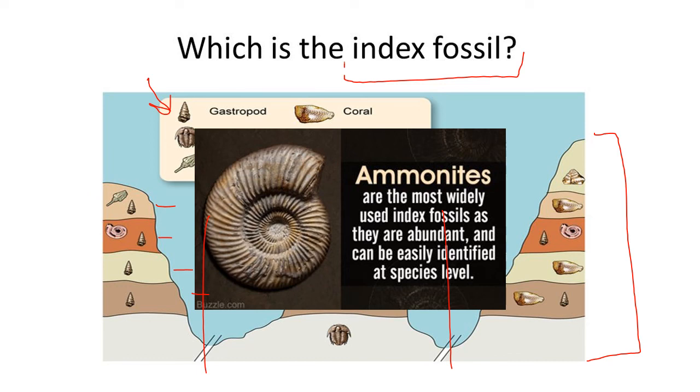Our ammonites were in all three in that darkish brown layer, and I just covered up that middle one, but it's also over here. Those turn out to be the most widely used index fossils because they were really abundant and they only existed for a short period of time. So scientists use it as a marker to figure out the age of other fossils around it.